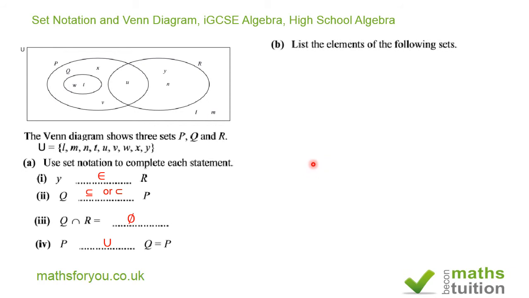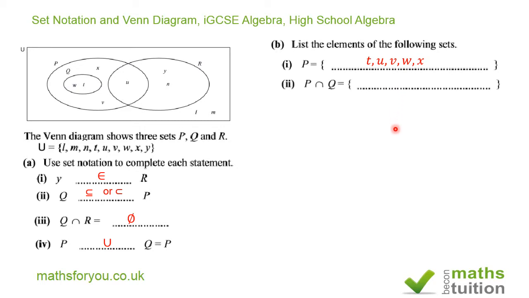For the next section, it says list the elements of the following sets, starting with P. In P, we have all of these in here, starting from T, U, V, W, X. So the elements in P will be T, U, V, W, X. Just to check, make sure that's okay.